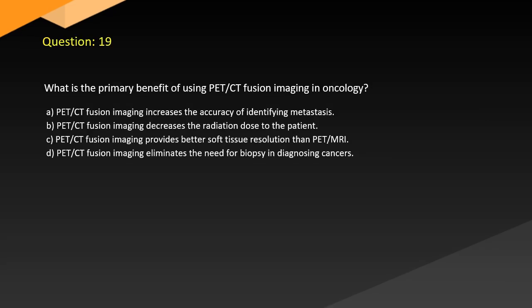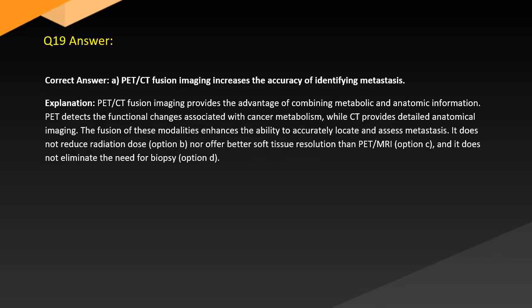Question 19. What is the primary benefit of using PET fusion imaging in oncology? A. PET fusion imaging increases the accuracy of identifying metastases. B. PET fusion imaging decreases the radiation dose to the patient. C. PET fusion imaging provides better soft tissue resolution than PET-RE. D. PET fusion imaging eliminates the need for biopsy in diagnosing cancers.